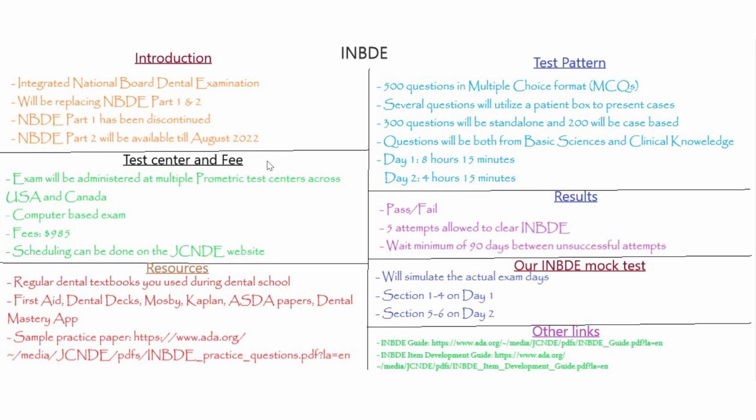Coming to the test center and fee, this exam, just like the NBDE Part 1 and Part 2, will be administered at multiple Prometric test centers across the US and Canada. It is an internet-based exam, and the fee for this exam is $985. If you need to send your test report to any university or any particular program, you would have to pay $45. The scheduling for this exam can be done on the JCNDE website.